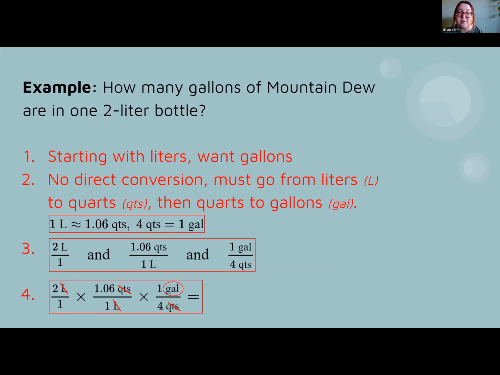Now we'll multiply straight across. 2 times 1.06 times 1 comes out to 2.12, and 1 times 1 times 4 comes out to 4. So we end up with 2.12 over 4 gallons, which, putting that in our calculators, gives us 0.53 gallons. So how many gallons of Mountain Dew are there in one 2-liter bottle? 0.53 gallons. So just a little over a half gallon in one sitting. That'll be fun. All right.